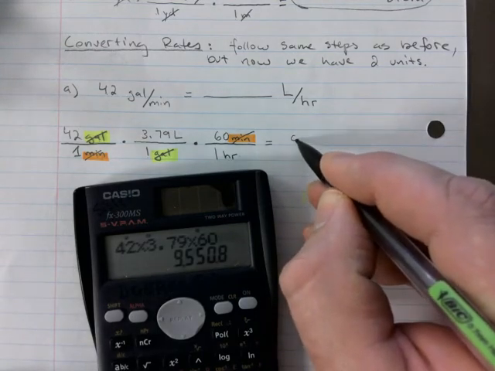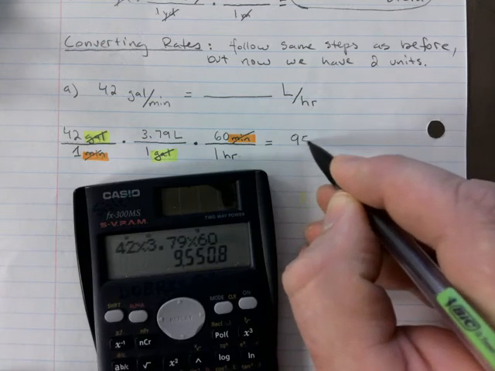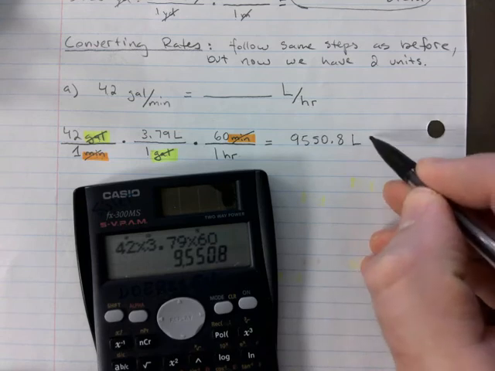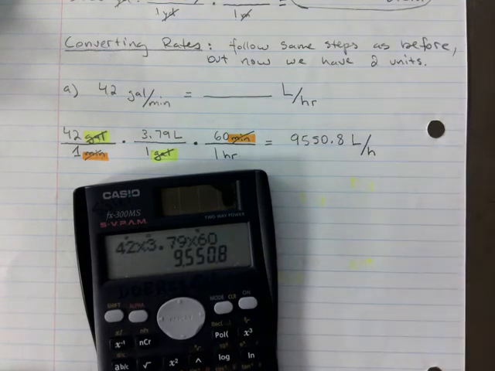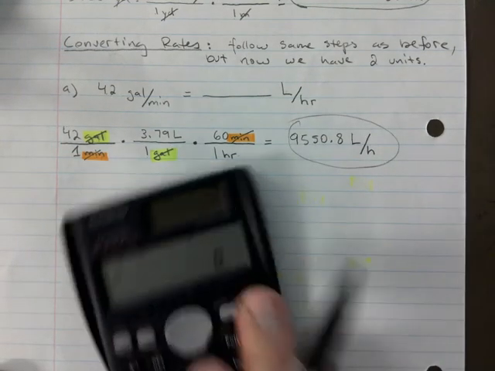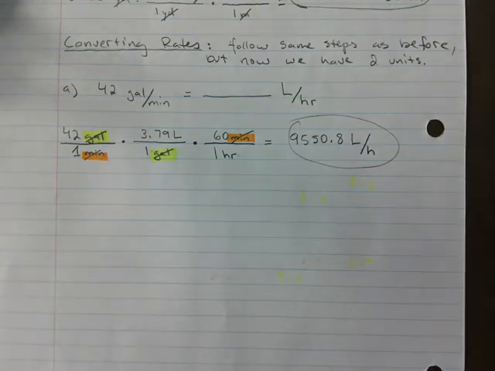That's 9,550.8 liters per hour. The textbook only uses H for hour. Okay, so rates, we've converted, right?